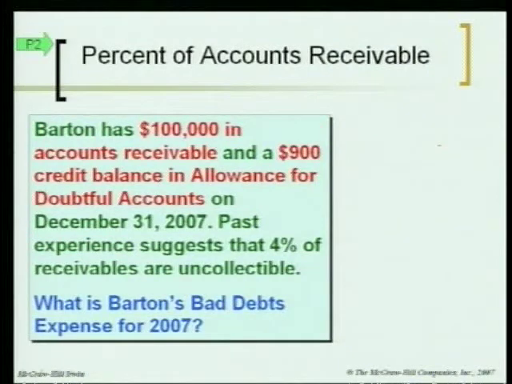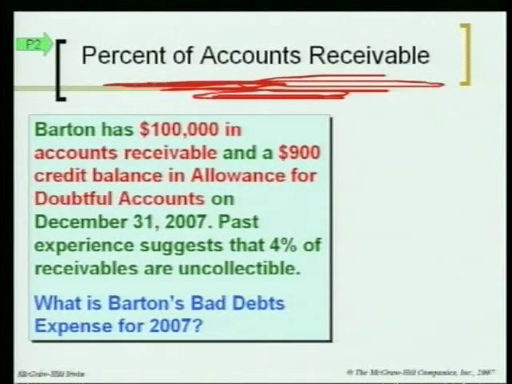Barton has $100,000 in accounts receivable, and they currently have a $900 credit balance in allowance for doubtful accounts on December 31 of 07. Now, past experience suggests that 4% of receivables are uncollectible. What is Barton's bad debt expense for 07? Now remember, guys, this is the percentage of accounts receivable method, not the percentage of sales method.